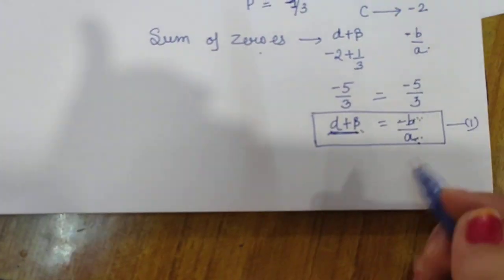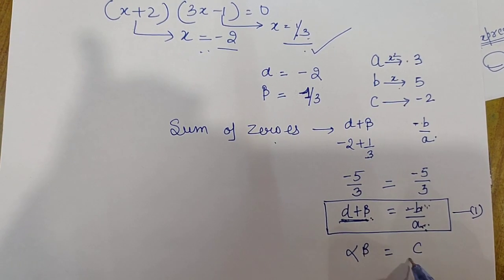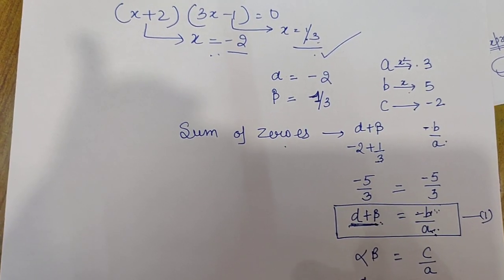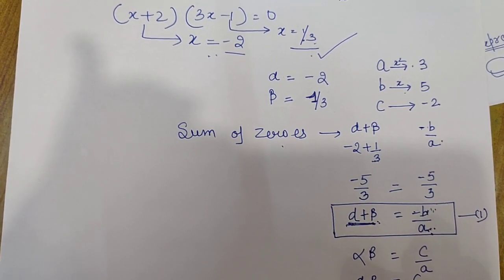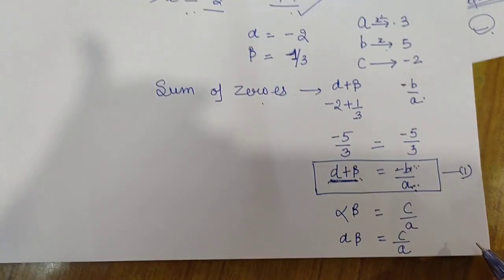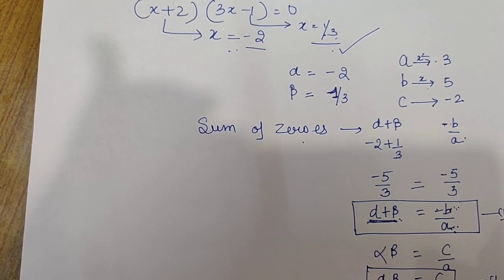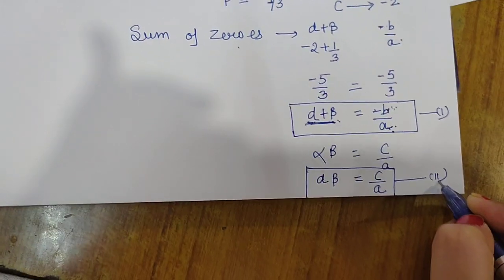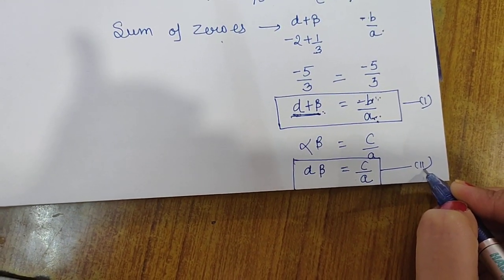And the second relation is product of zeros is equal to c upon a, meaning alpha into beta is equal to constant term upon coefficient of x square. So this is the second relation. This is the second relation between zeros and coefficient.